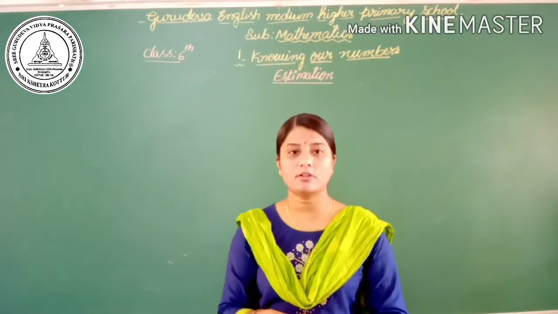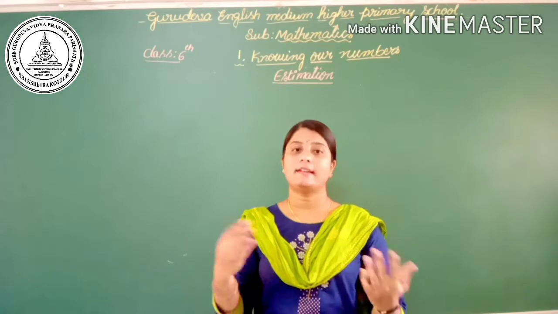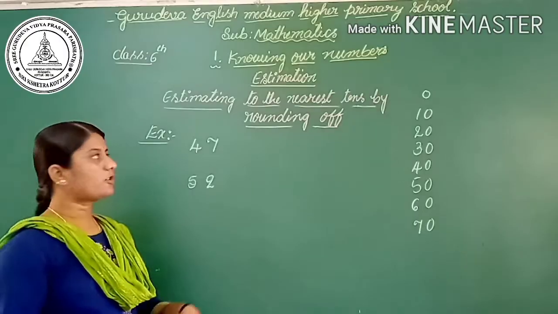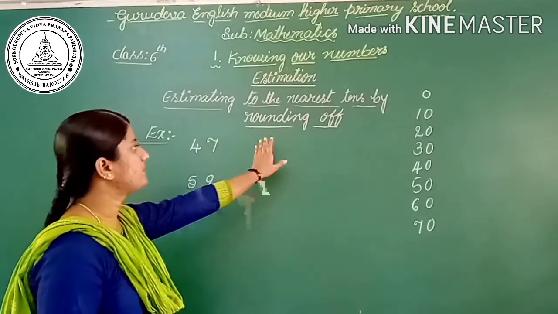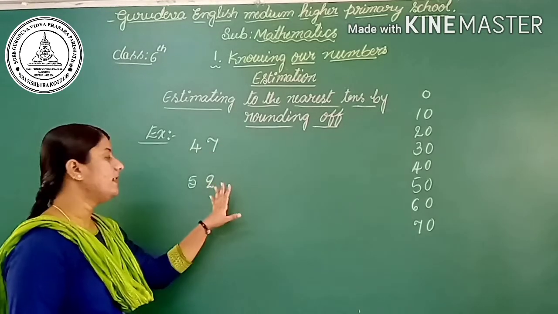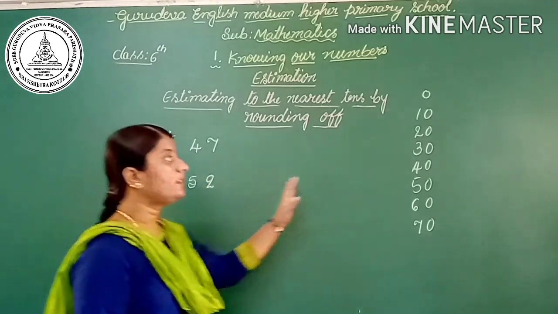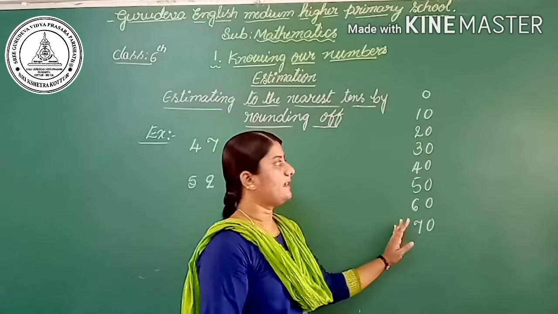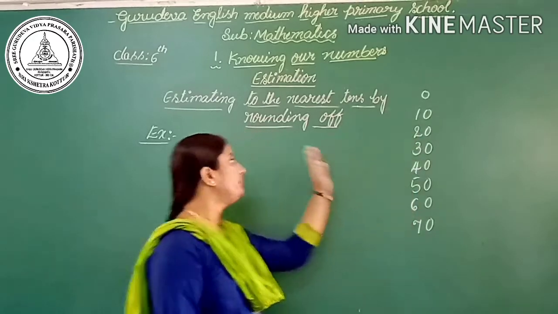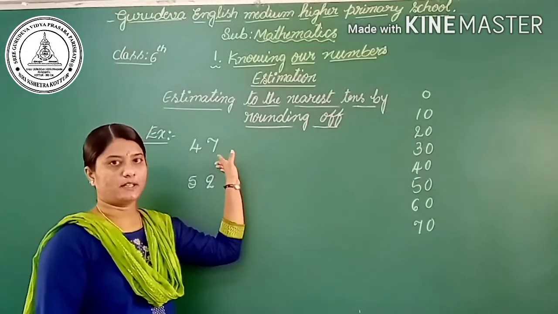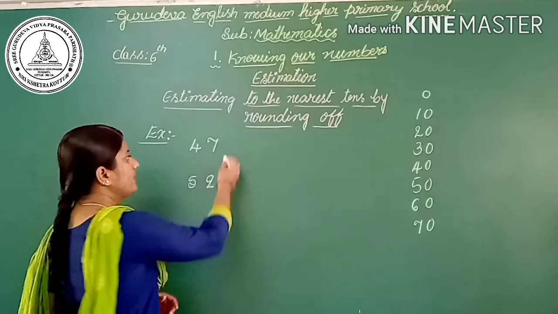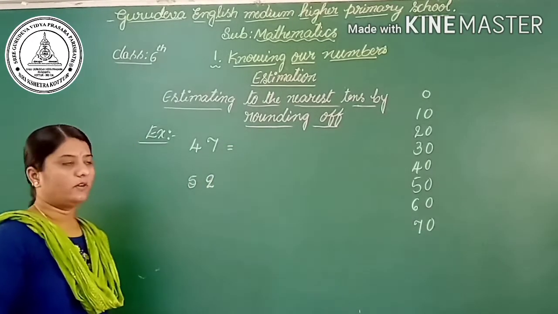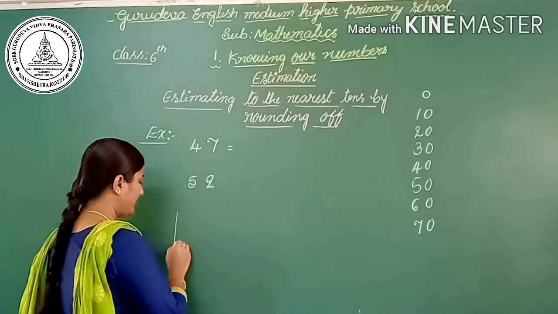Then let's go to the next concept, estimating to the nearest tens by rounding off. Here I have taken two examples and I have written the counting tens here. So it may help to round off to the tens place. Okay, the first number is 47. So before that, let's draw a number line.